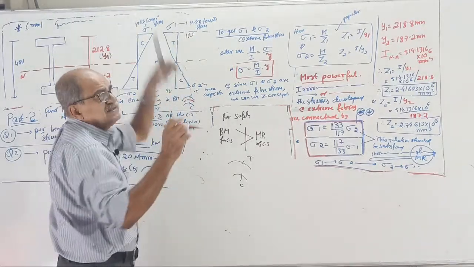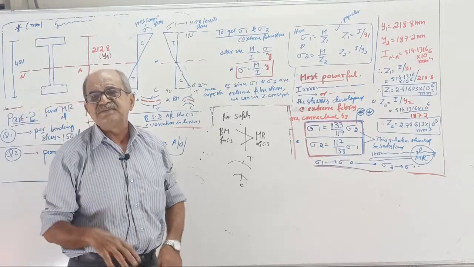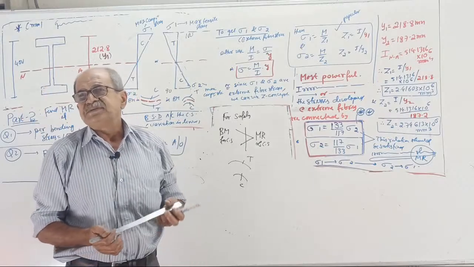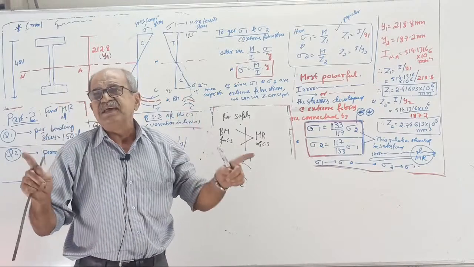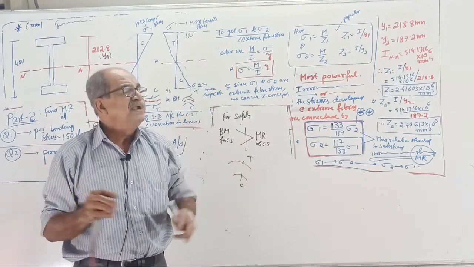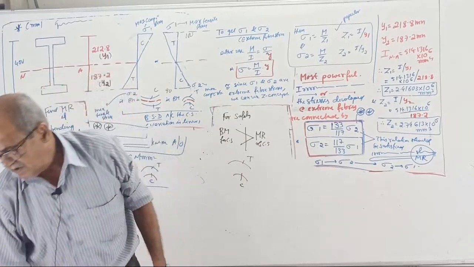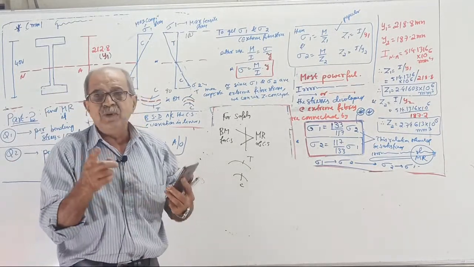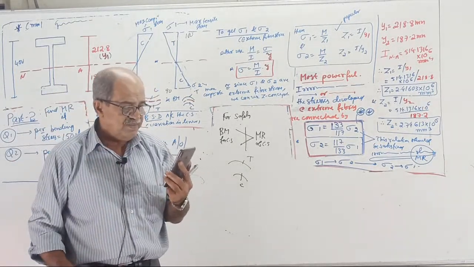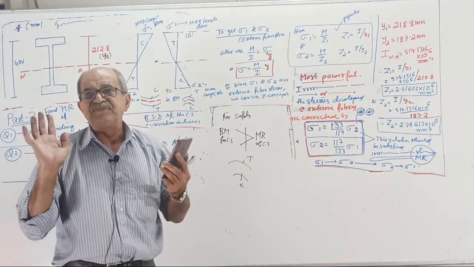Both reaching the limit simultaneously is only in the rarest of rare cases. Compression and tension fiber stresses both simultaneously reaching the permissible limit: that happens in RCC only for which section? In RCC, charging is on, no problem, that is the balanced section by definition.